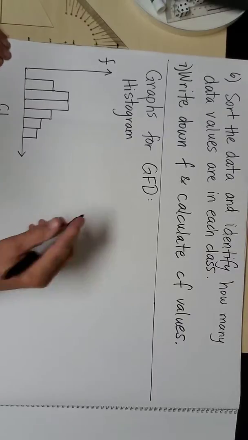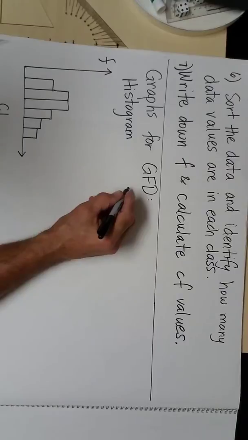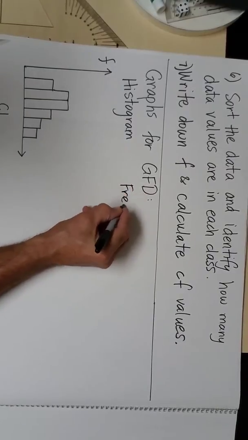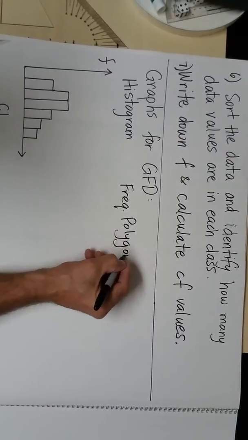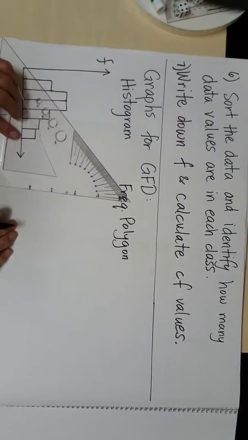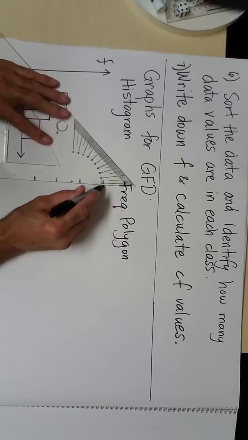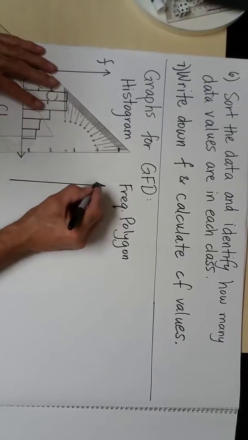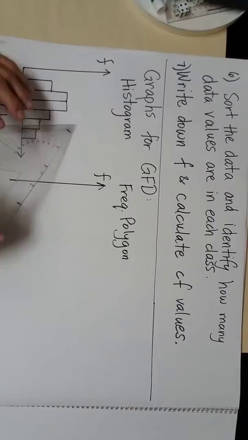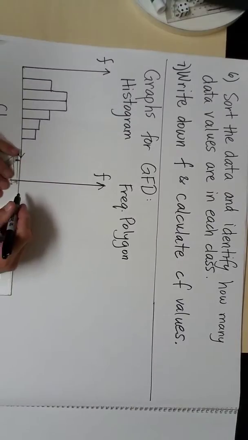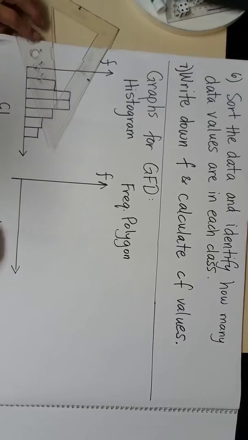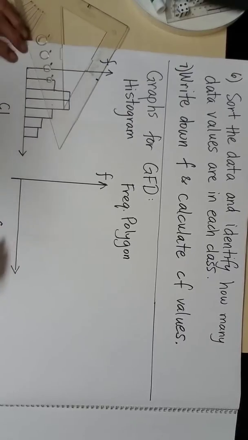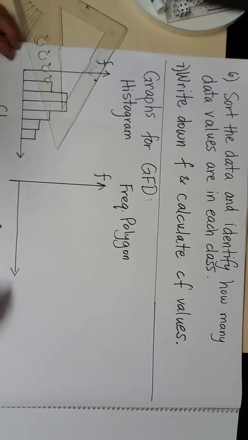Okay. The second type of graph is called a frequency polygon. It's a line type graph. In a frequency polygon, we have frequency on the vertical scale. On the horizontal scale, we use class midpoints.